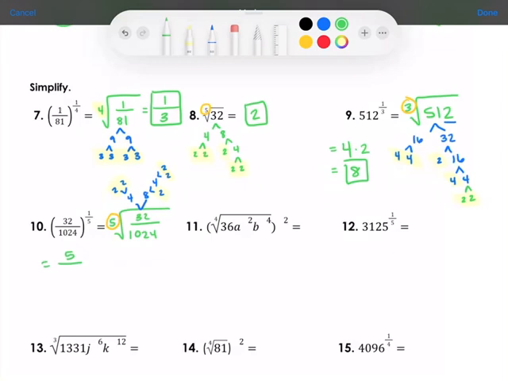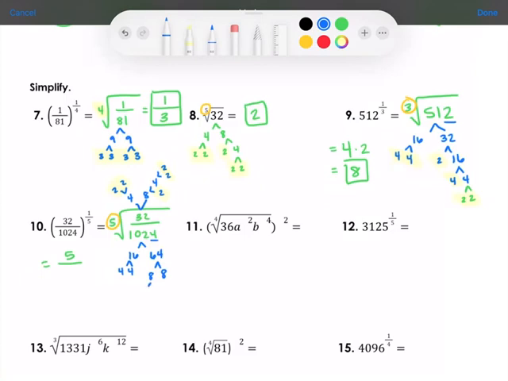I want to leave space to factor the bottom. That's the numerator. And then in the denominator, I have 1024. Once again, that's an even number, but it's very large, so I'm going to try dividing it by a larger even number, like 16. So I get 16 and 64.